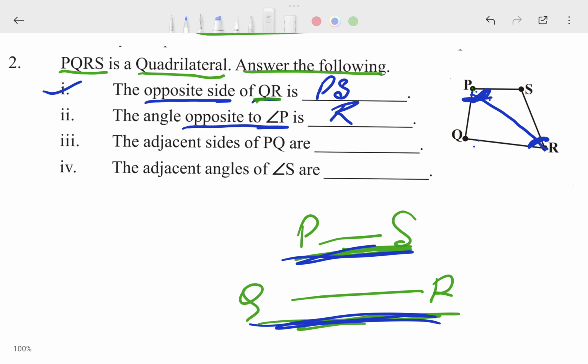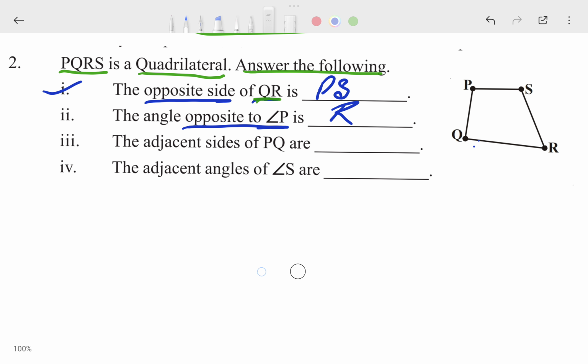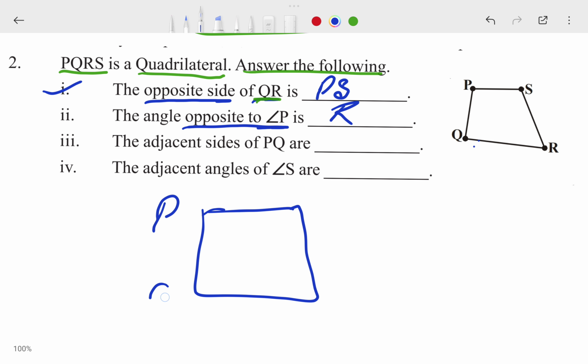How is it happening? I'll explain it to you again. Let's suppose this is one figure. This is P and this is Q. Okay, and this is S and this is R.